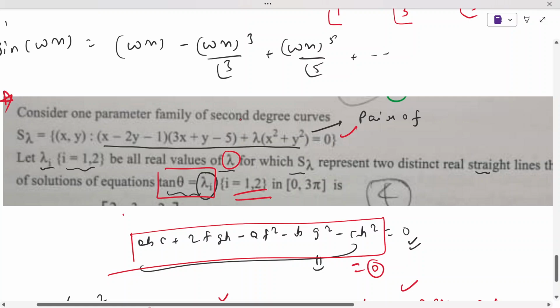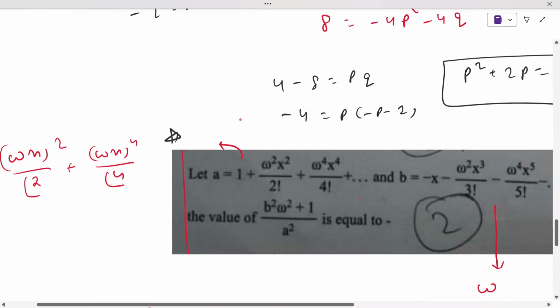Got it now? Okay. If not, then I will discuss the whole solution. Okay?